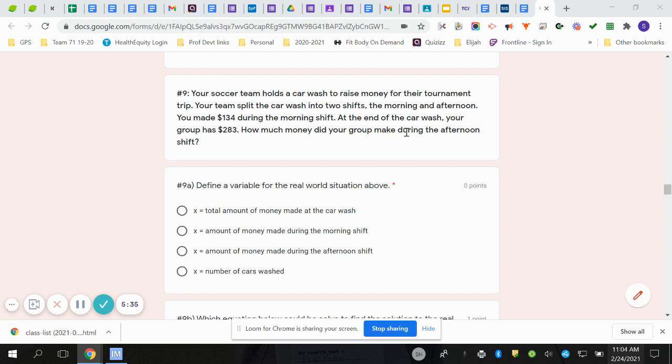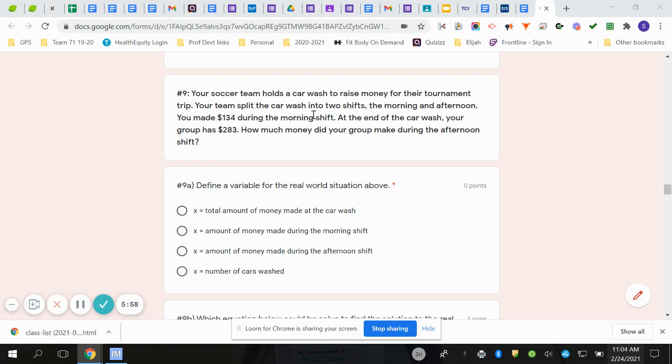How much money did your group make during the afternoon shift? So we have to define this variable. X equals the total amount of money made at the car wash. X equals the amount of money made during the morning shift. X equals the amount of money made during the afternoon shift. X equals the number of cars washed.